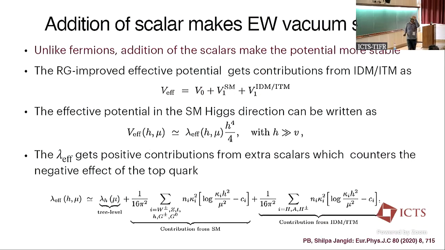So what we do is we write down the effective potential, and then we add the SM part in the lambda effective, as well as the contribution from the inert doublet and the inert triplet scenarios, where all the Higgs contributions are included.